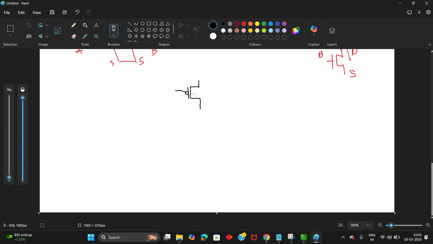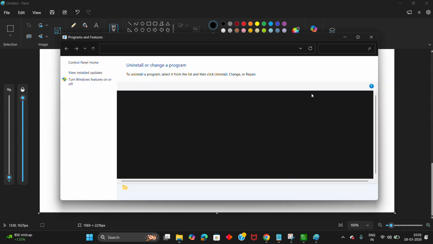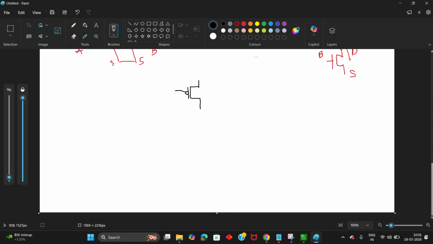This is one PMOS. Let me draw another PMOS transistor like this, in this manner. Okay, this is also PMOS and this is also PMOS. Both are PMOS transistors. Let me indicate the terminals. Okay, what are the terminals?